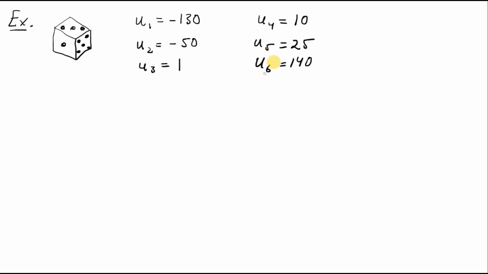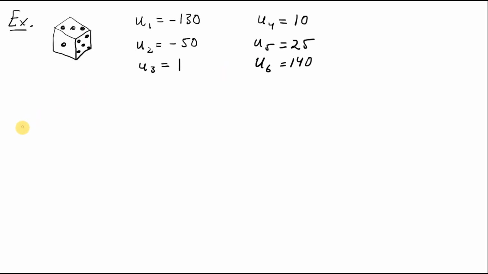So let's say that you are at a casino and you throw a die. Then depending on the outcome, you either gain some money from the bank or you have to pay the money to the bank. So if you get outcome 1 on the die, you have to pay the bank 130 in whatever currency. And then if you get 2 on the die, you have to pay 50. If you get the 3, you win 1. And if you get 4, 5 and 6, you win 10, 25 or 140. So is this a game you should participate in if you want to win money?